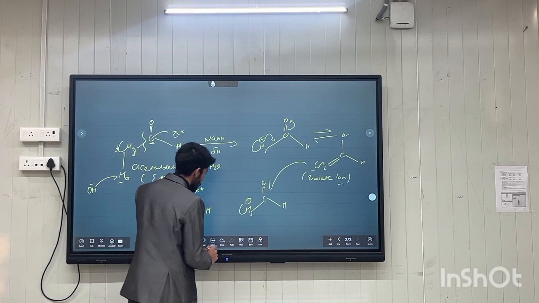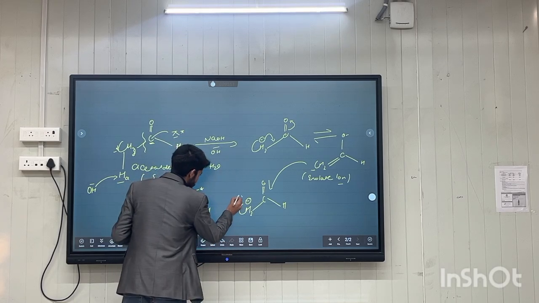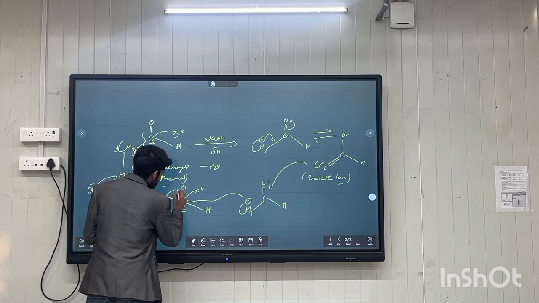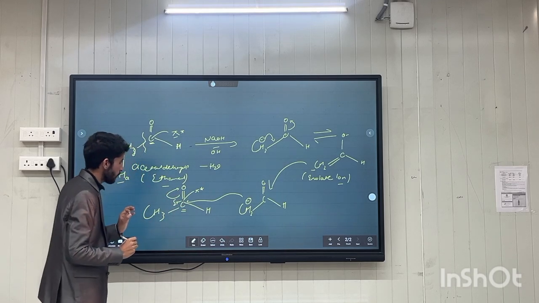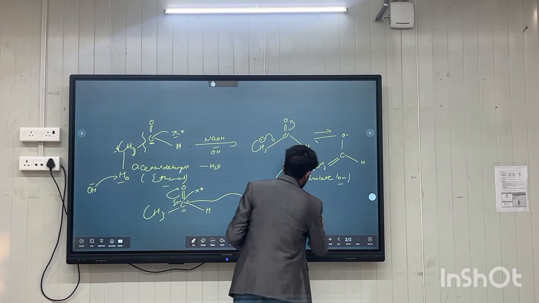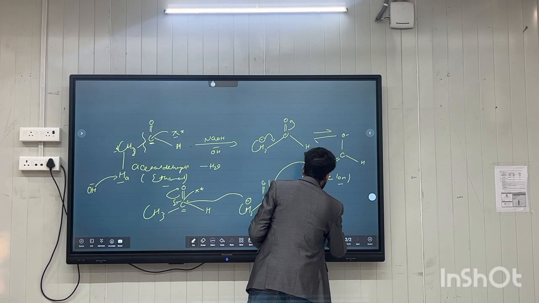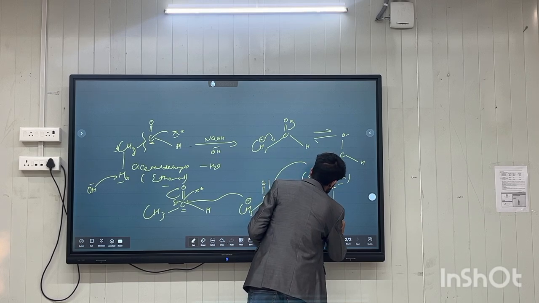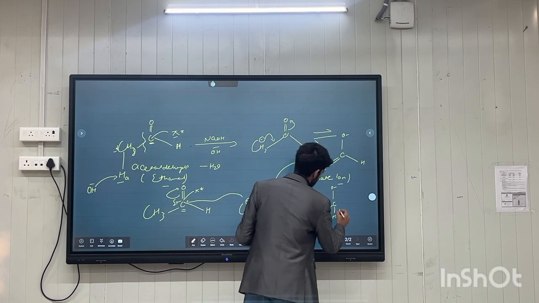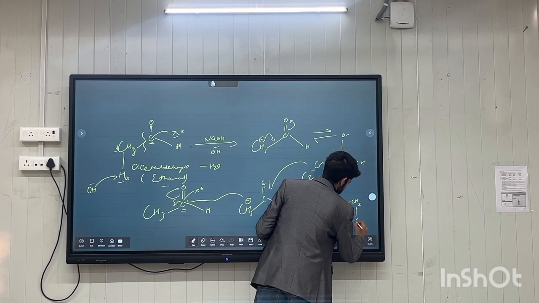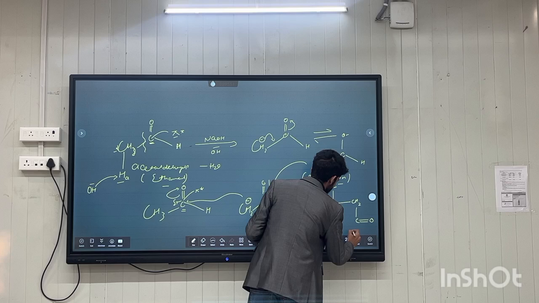So this carbon atom having the negative charge will react with the electrophilic carbon atom over here, and this electron density will get shifted towards this oxygen atom. So what we are getting over here is CH3, C single bond O negative, and this is H, and this carbon has reacted with this carbon, CH2 single bond C double bond O.